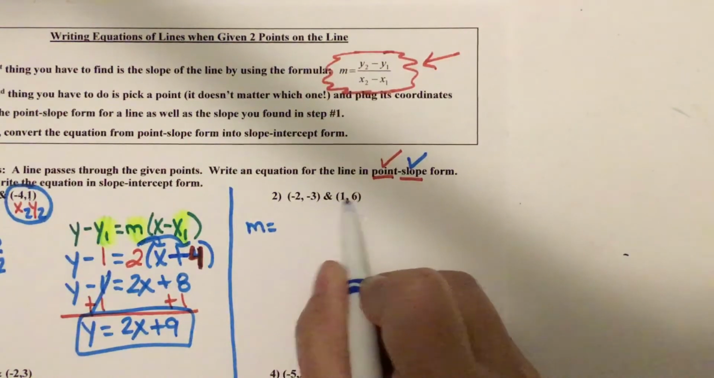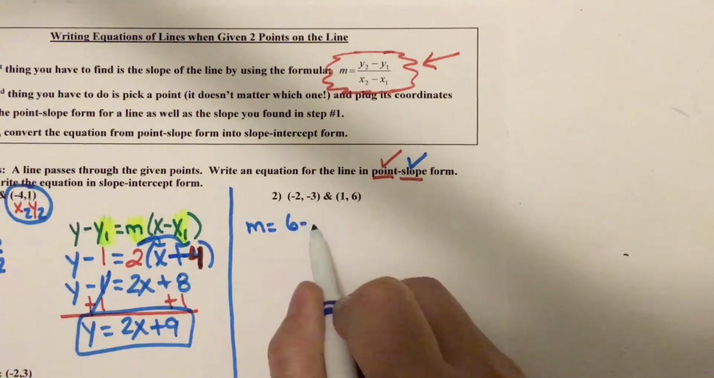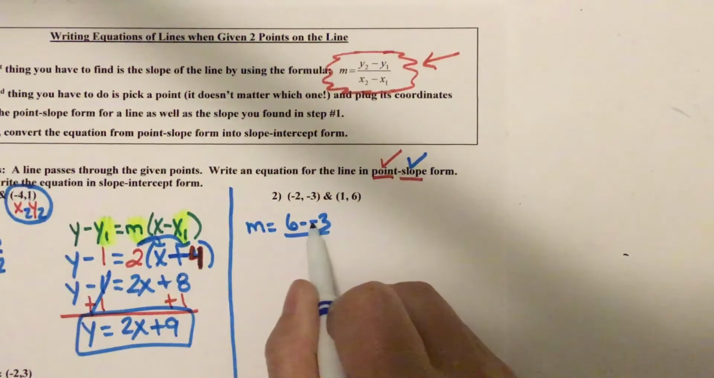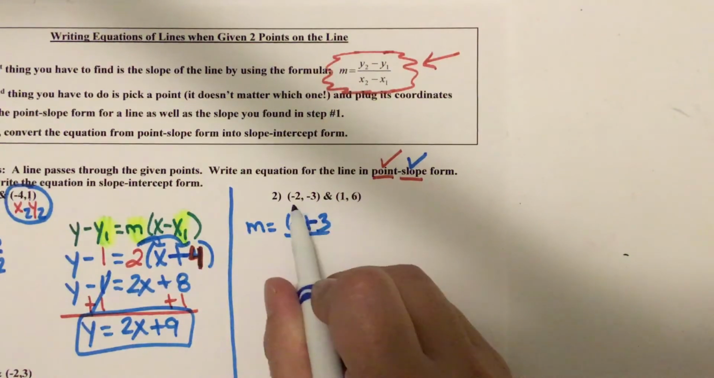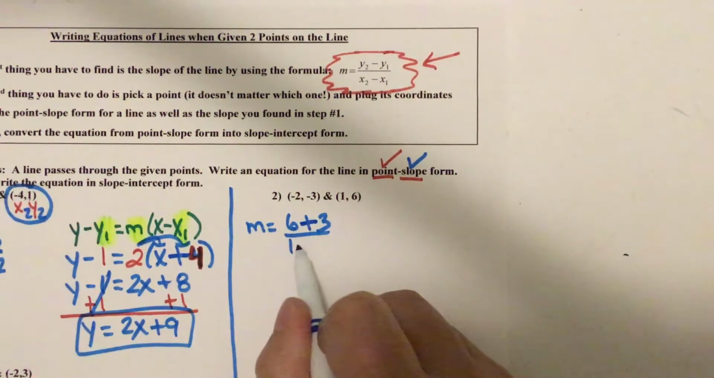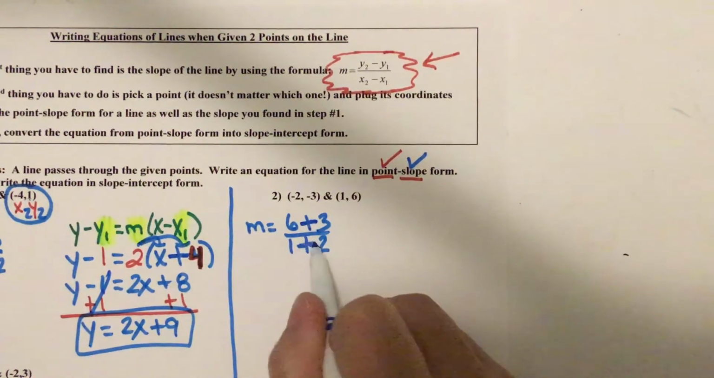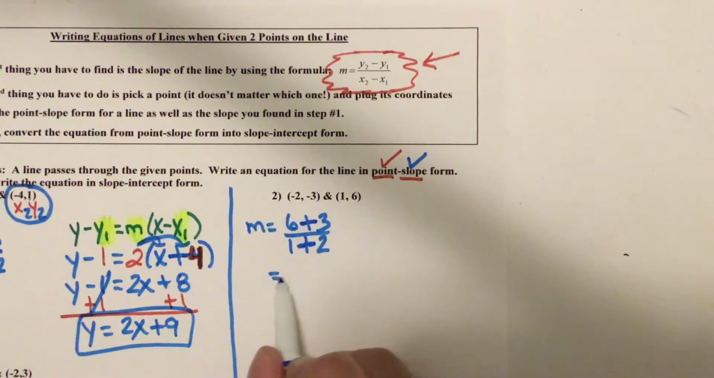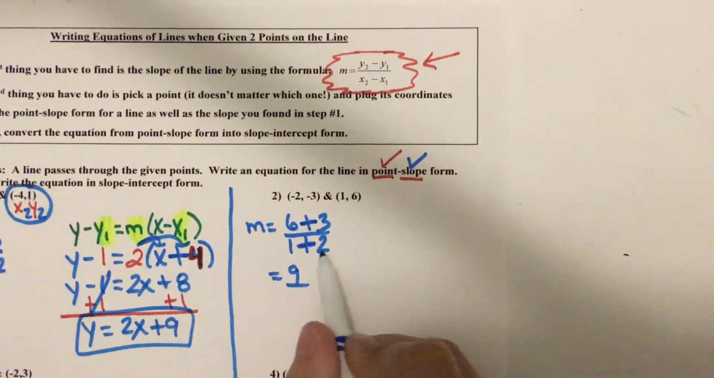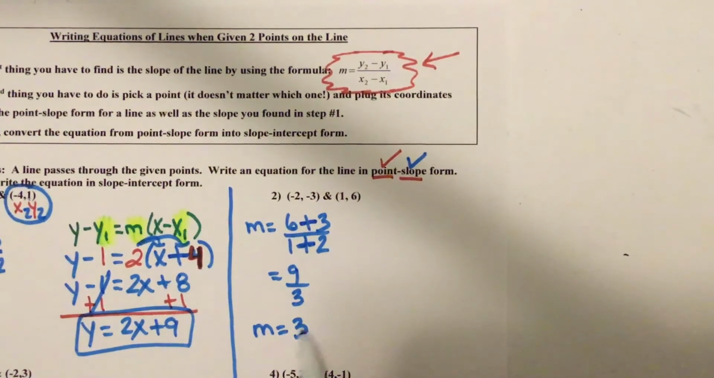So y2 minus y1, so 6 minus -3. Let's go ahead and turn that into a big old plus. Over x2 minus x1, so 1 minus -2. And let's go ahead and turn that into a big old plus. So the numerator, 6 plus 3 makes 9, division bar. The denominator, 1 plus 2 makes 3. Divide it, 9 divided by 3 makes 3.